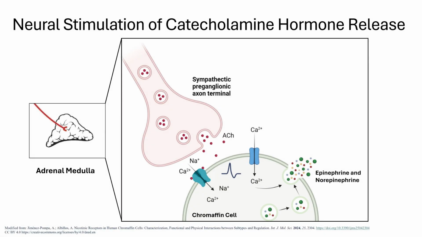The medulla is the deep central region of the gland. It contains nervous tissue and functions as part of the sympathetic nervous system. You can think of it as a modified sympathetic ganglion. When the sympathetic nervous system is activated, preganglionic neurons stimulate chromaffin cells in the medulla. These cells release the hydrophilic catecholamine hormones, epinephrine and norepinephrine.